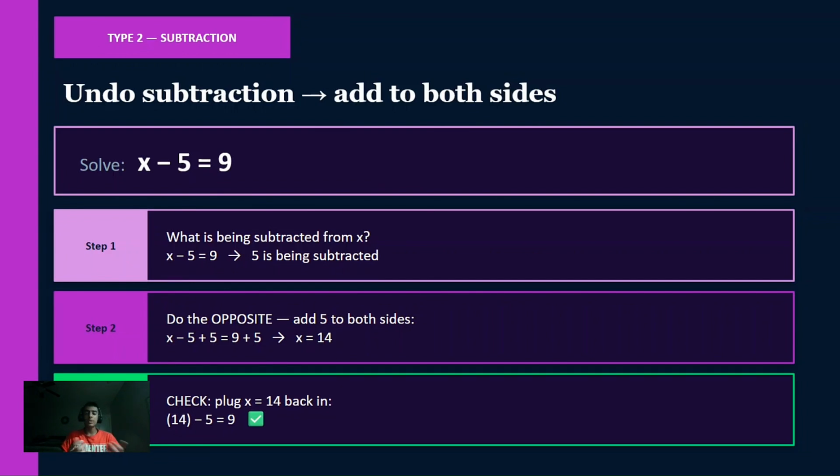And as I said previously, we always have to check it. So 14 minus 5 equals 9, and 9 equals 9, so we're correct. And this is really important. If you want to write it down, I recommend you doing so. If something is being subtracted from x, we have to add it to both sides. Okay, so we did addition and subtraction. Now we're going to do multiplication.